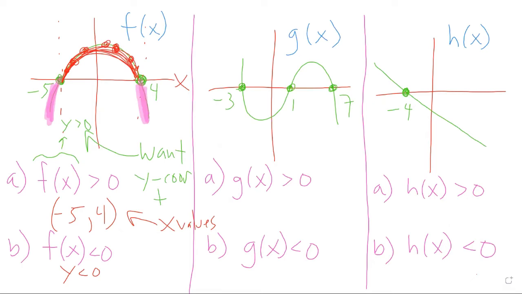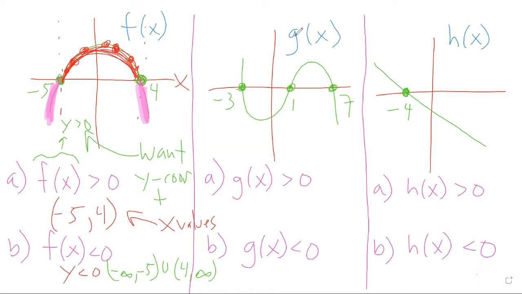And what can you tell me about the x values here? Well, these are the x values that are smaller than -5. So that would go like -infinity to -5, union 4 to infinity, right? That's what this is saying. From -infinity, way to the left, all the way up to -5, and then again from 4 to forever. During these times, the y coordinate is less than 0.